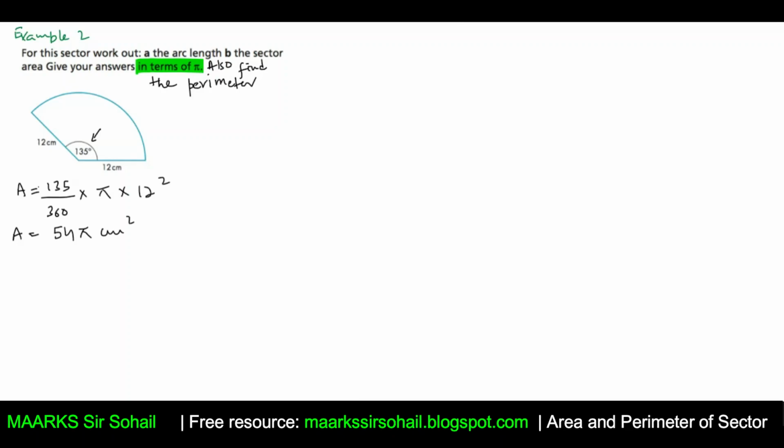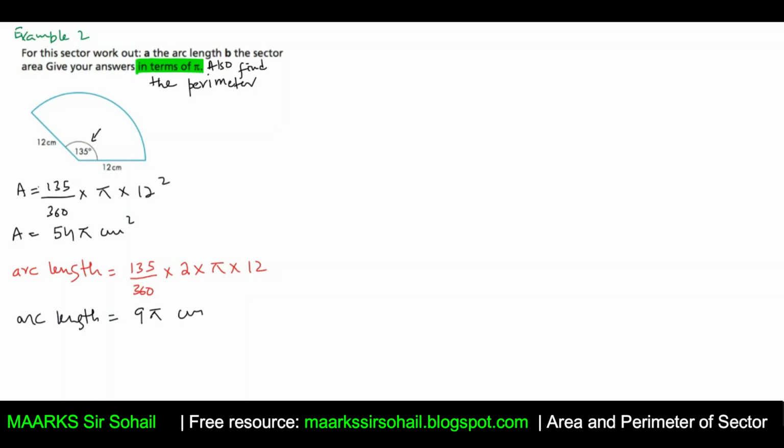Then we need to find the arc length. So the arc length, same formula we will use, x upon 360 into 2 pi r. So I will write 135 upon 360 and multiply by 2 pi r. So 2 pi is pi and radius is 12. So again I'll put the value 135 upon 360 multiply by 2 into 12. So I get 9. So 9 pi is the answer in centimeter. So this is the arc length.